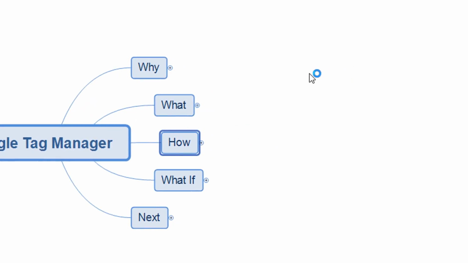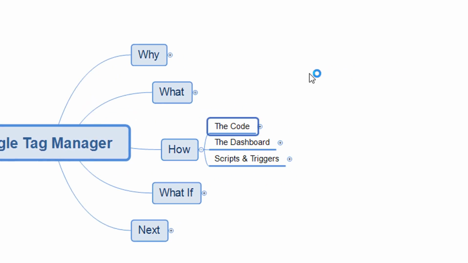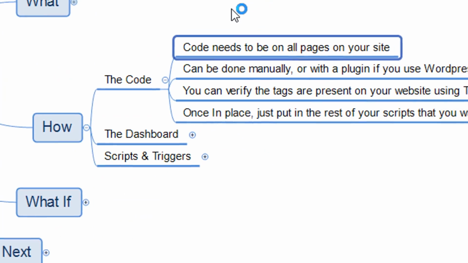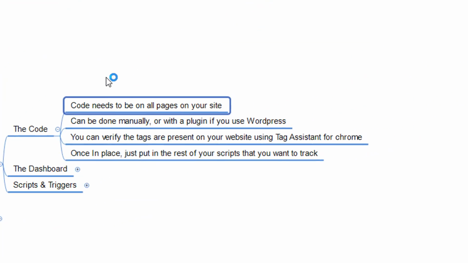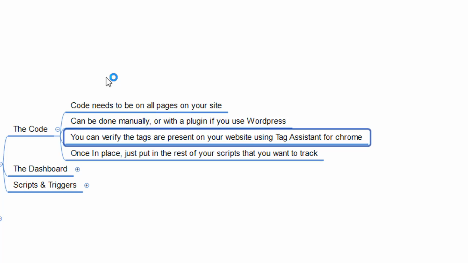All right, so how do we use Google Tag Manager? Okay, so first off is the code. You need to have the code on all the pages of your website. You can do this manually, or if you use WordPress, there are plugins for it. Some are good and some are not good, so I will be sharing that with you later.